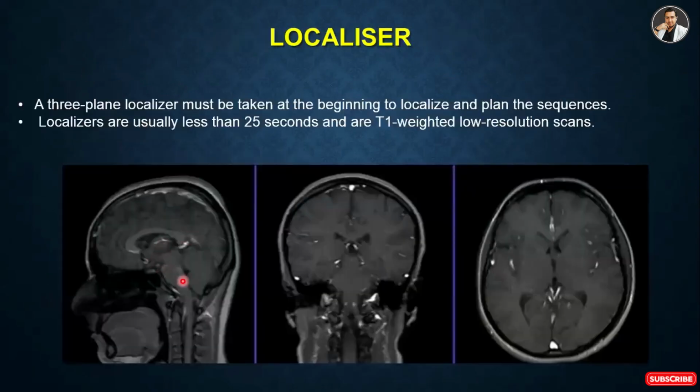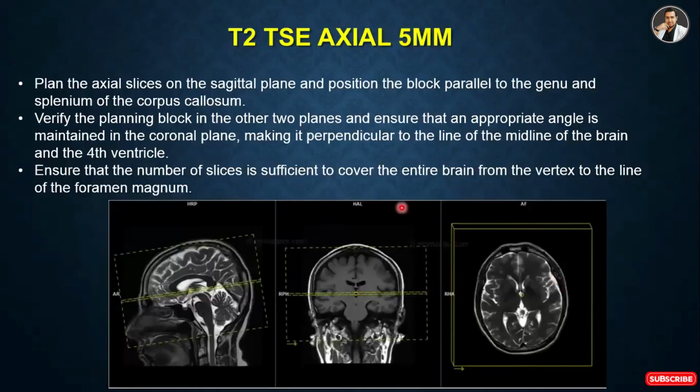We will take 3 images from the localizer. One is sagittal, one is coronal and one is axial. We will take the axial plan of the brain. We know that the axial plan is planned on the sagittal and coronal.